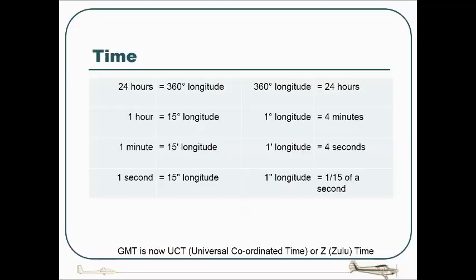So what basically happens is we have this correlation. Because we move a little bit on the Earth and use a sundial, we get a slightly different time. So hence we came up with standard time. And that's where Greenwich Mean Time, which is now called UTC or Universal Coordinated Time, sometimes referred to as Zulu time, kind of all started.